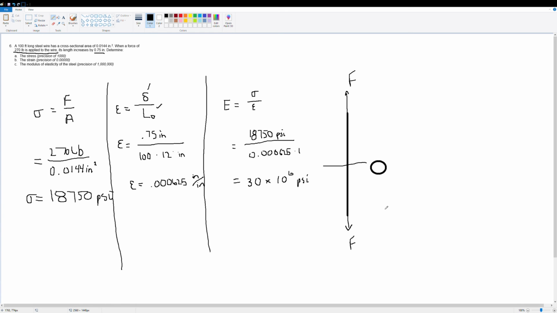Steel is incredibly strong. When we did that beam deflection activity for wood, that wood beam that we used, we got, I think, 1.4 million psi. Here we're at 30 million, so almost 30 times as strong compared to that piece of wood. Okay, so here's your example of stress and strain, also calculating modulus of elasticity.